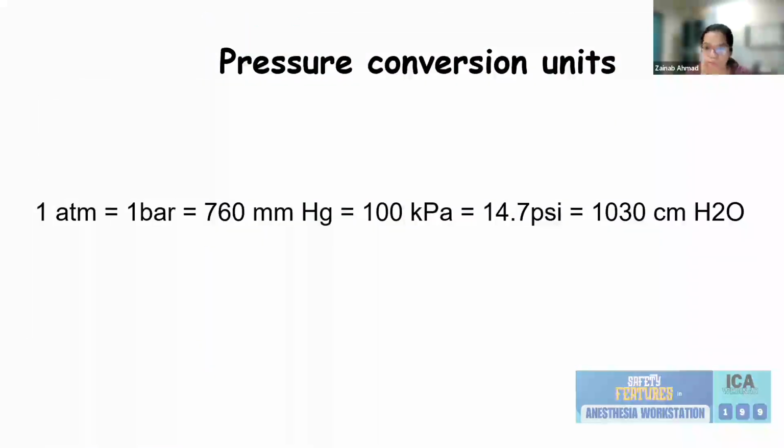So before going into the machine, we'll just revise quickly the pressure conversion units. We all know that 1 atmosphere is equal to 1 bar. It is equal to 760 millimeter mercury. It is equivalent to 100 kilopascal and 14.7 psi.